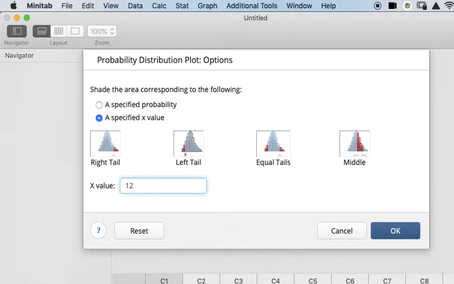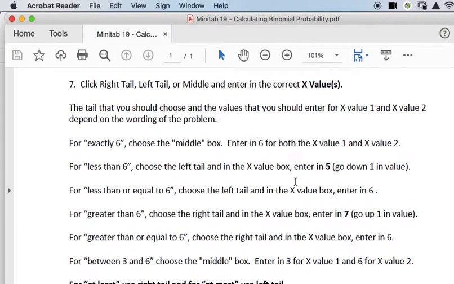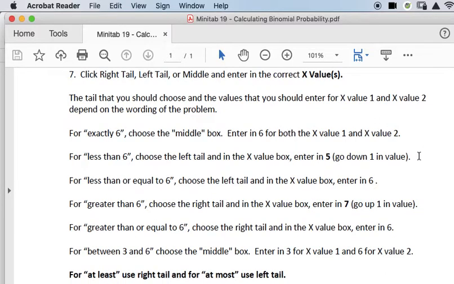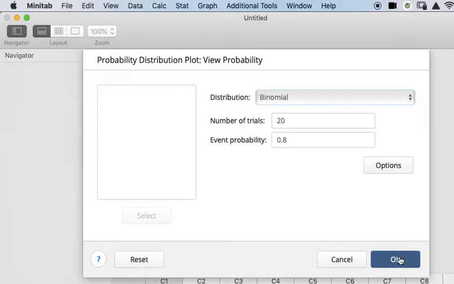Now for these binomial problems, you're going to want to refer to the PDF file that contains the instructions, which contains some examples here to help you choose the correct tail and the correct number to put in the X value box. For binomial problems, the correct number to put in the X value box can be a little bit tricky because, for example, for less than 6, you have to put a whole number in the box, and less than 6 does not include 6. The largest whole number that could be less than 6 is 5, and so you would enter 5 in the box. So read through these carefully and make sure that you're choosing the correct situation that matches the problem. So I'm choosing left tail and X value of 12, then I click OK and click OK again.